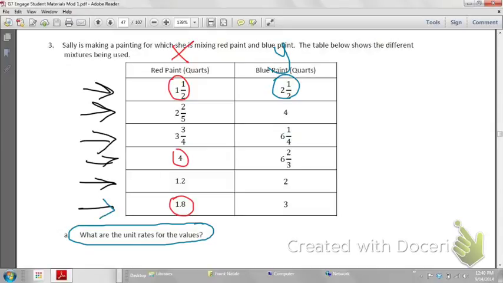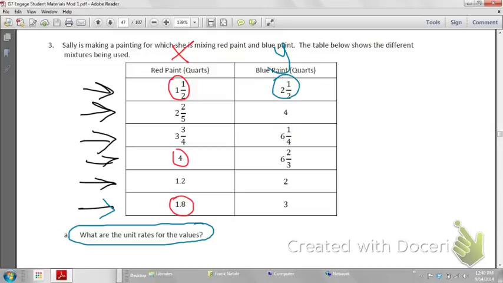Okay, so when we come up with these unit rates, just to make it easier on yourself, have your x and your y mapped out. Having the red paint as your x and the blue paint as your y doesn't necessarily have to be this way, but we're going to do it this way just so we can practice this routine.